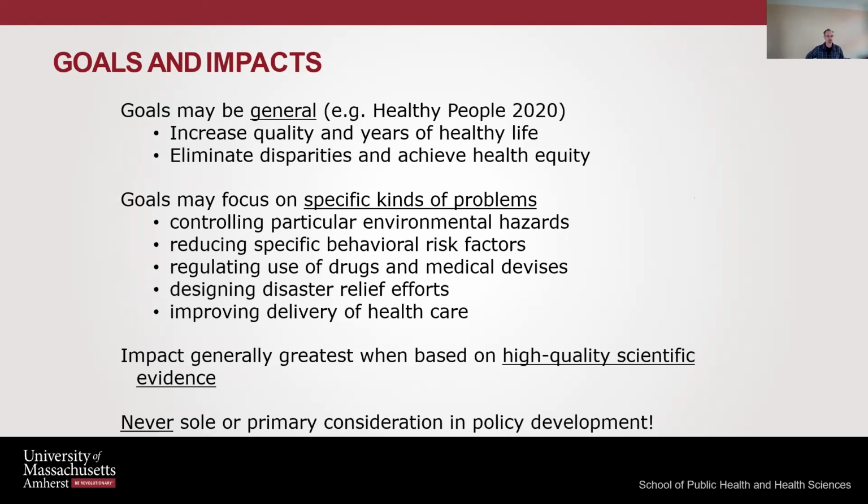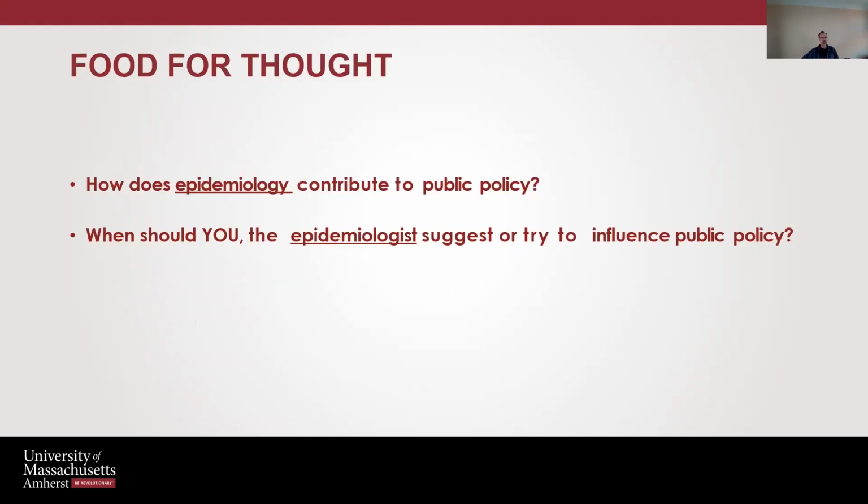Goals may be general. For example, Healthy People 2020. They may increase quality and years of healthy life, eliminate disparities, and achieve health equity. And goals also may focus on specific kinds of problems, like environmental hazards or behavioral risk factors. Impact is generally greatest when based on high quality scientific evidence, when we have something to back our recommendations up. Never the sole or primary consideration in policy development, however. Evidence is important, but it's not necessarily the sole driver of policy development because we have so many stakeholders coming to the table.